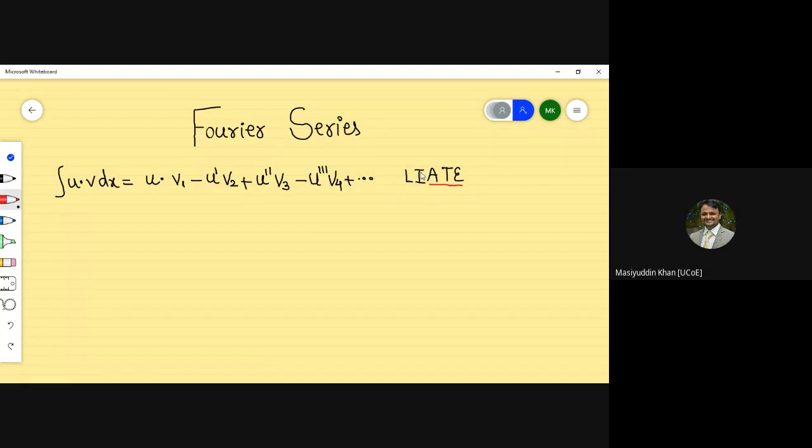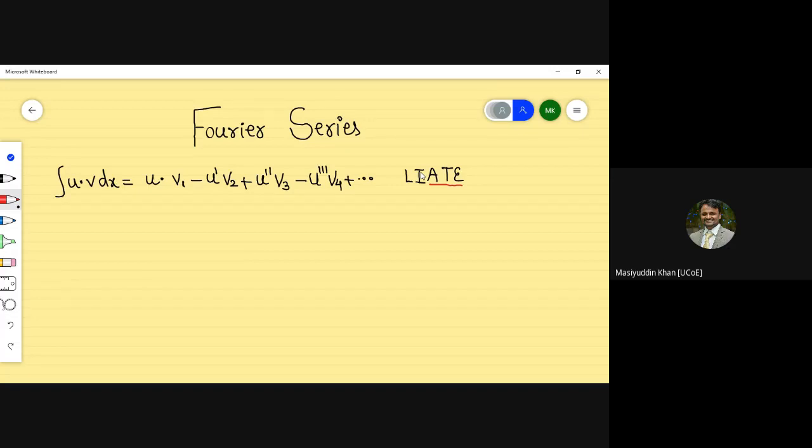One more thing: algebraic functions and exponential functions. Both are continuously differentiable. Why? If I calculate the derivative of sine x n number of times, I can calculate it, and it will never turn to zero. But suppose I have to calculate the derivative of x: the first derivative of x becomes 1, and the second derivative of x will be 0.